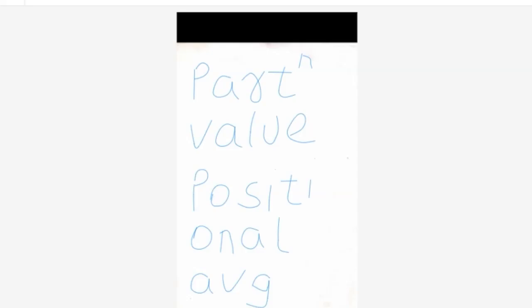Next point, the median is the average which cannot undergo further mathematical treatment. That is why median is not considered to be a good average.